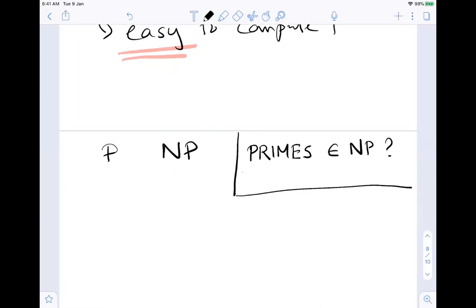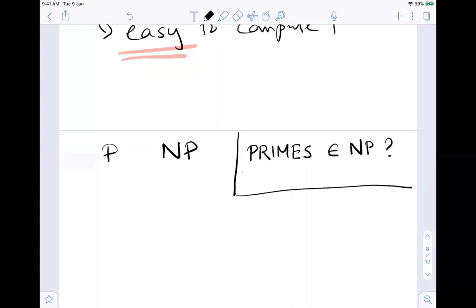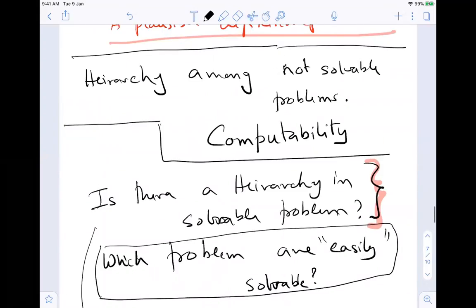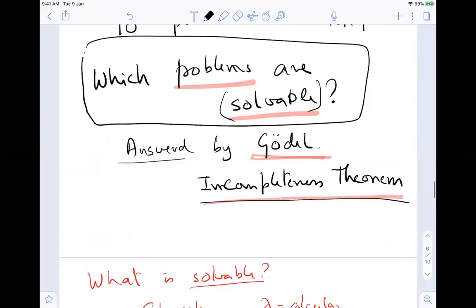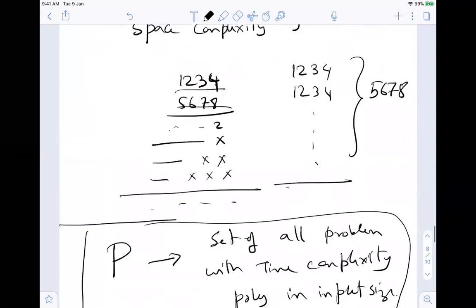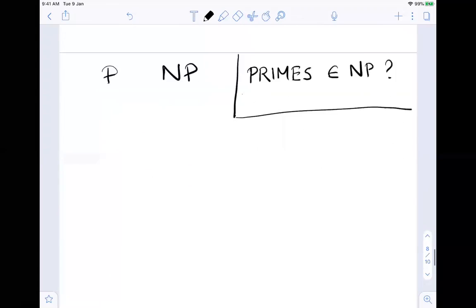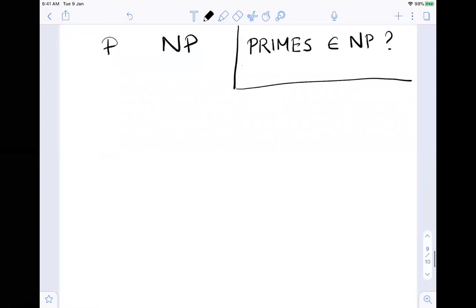So primes has to be not in P. That I don't know, right? No, but I'm saying the primes problem is not in P. Why? Because in order to check if a number is prime, I need to see divisibility with all primes less than that number. Okay, but is it the only thing that you can do? At least I have to do that.